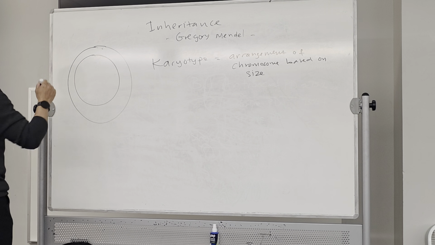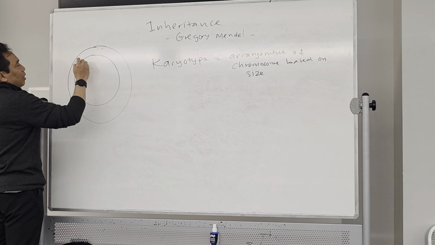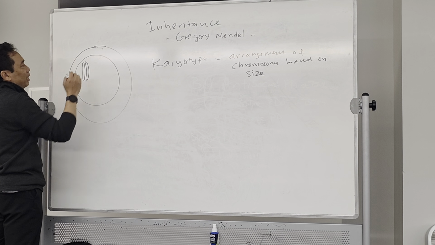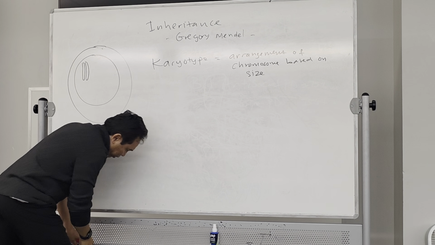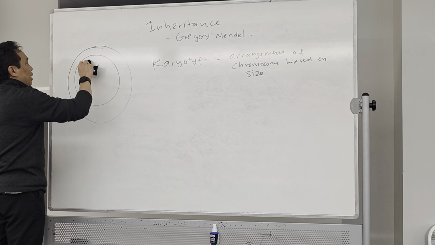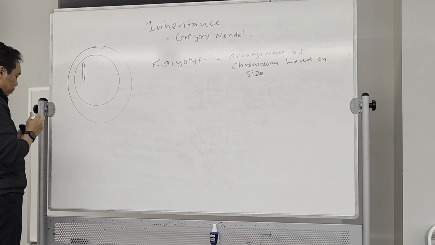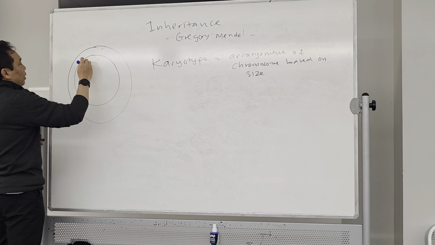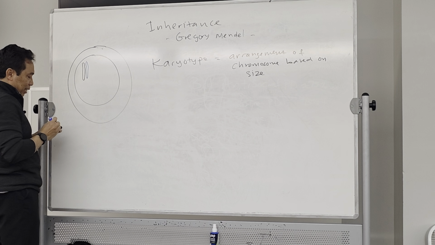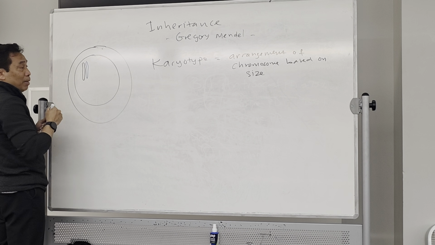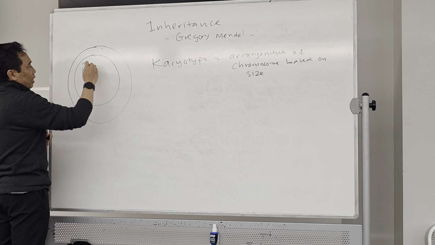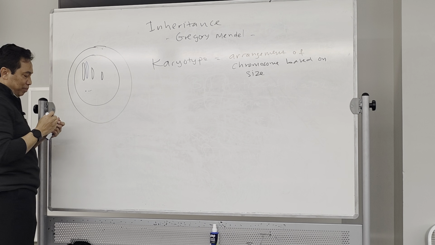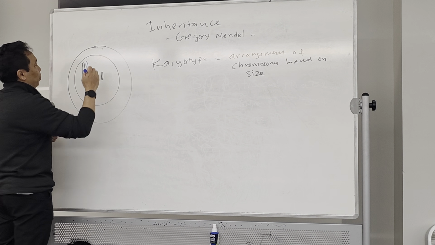So the longer chromosomes will be chromosome pair number 1. So let's say like this one. I'm going to use different colors for mother and father. Let's say the black one is coming from your father, and the blue one is the chromosome coming from your mother. So chromosome pair number 1 will be longer, and then pair number 2, pair number 3, and so on, until 23 pairs.